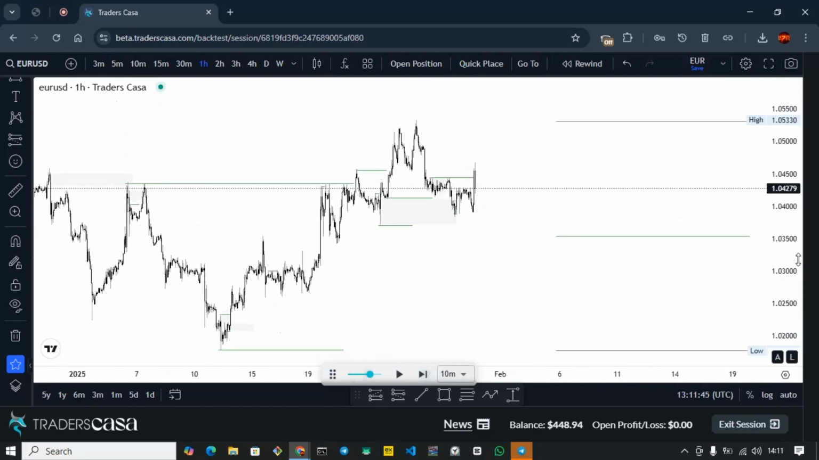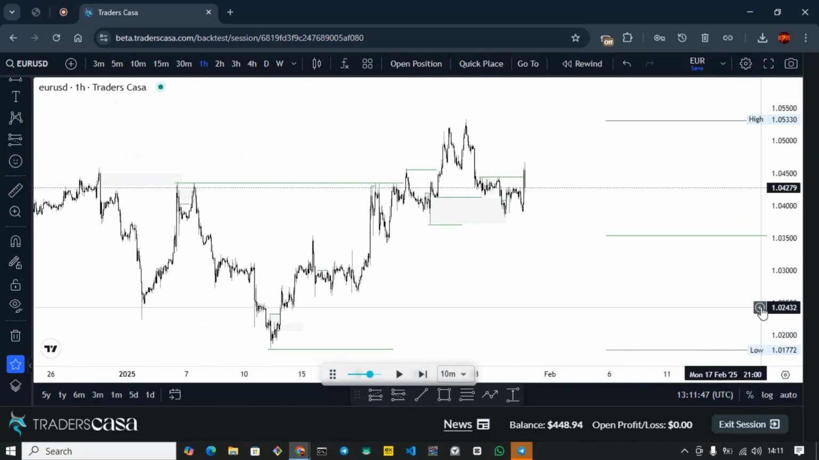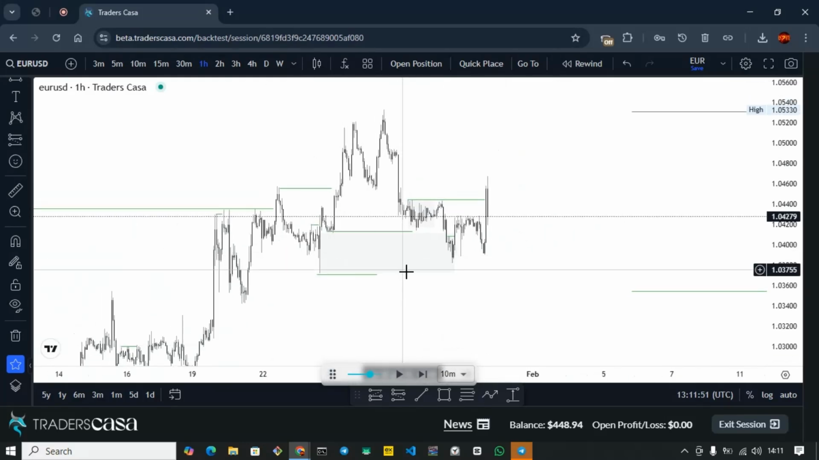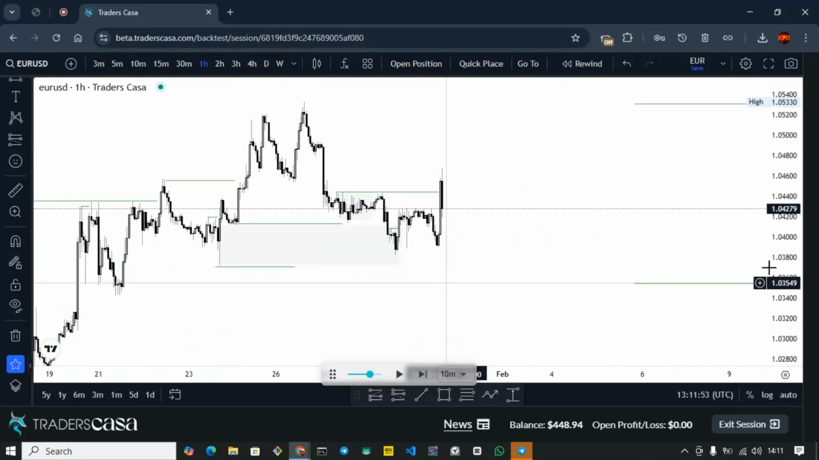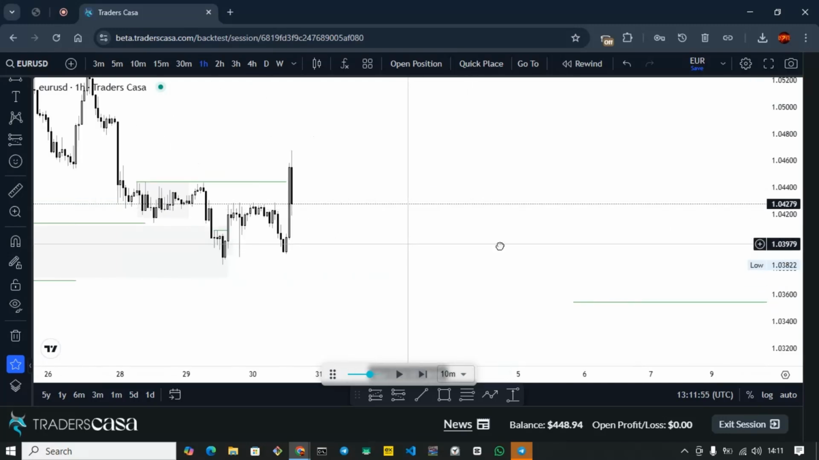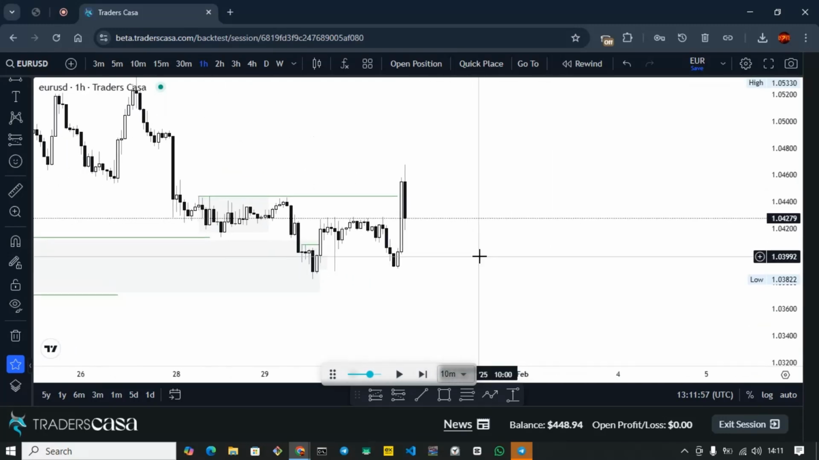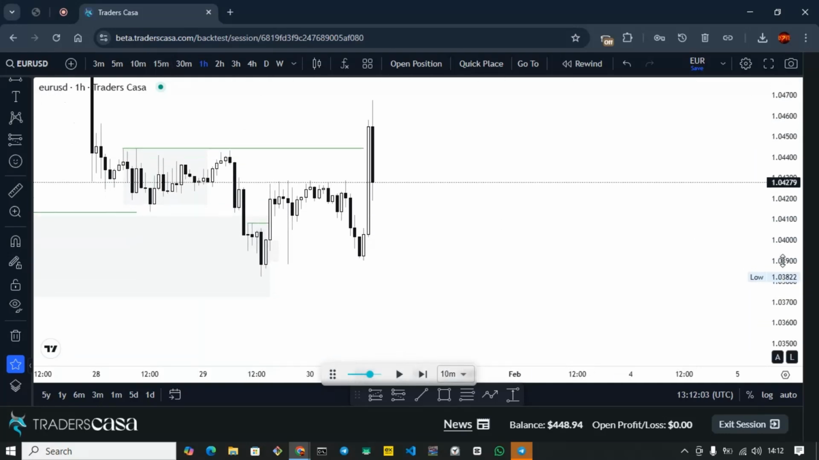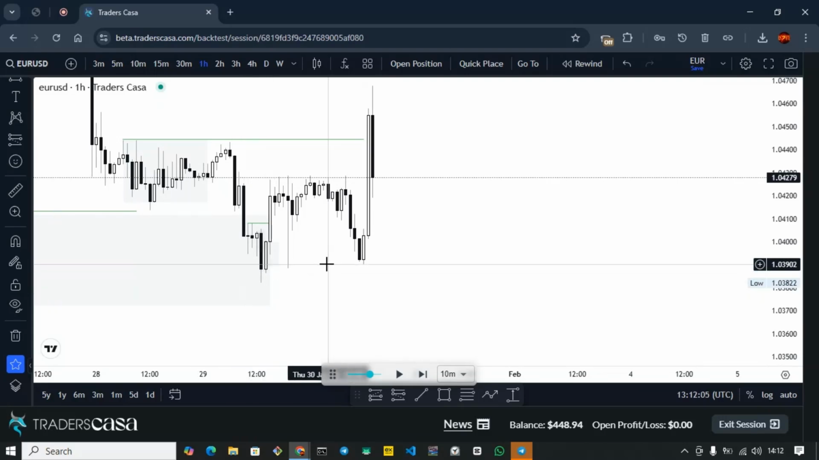But in as much as we are waiting, we are not going to see good buys like this and just let it go. It doesn't work that way. So let's see if we can take more buys. Do we have a sweep of liquidity down here? No, we don't have any sweep of liquidity.